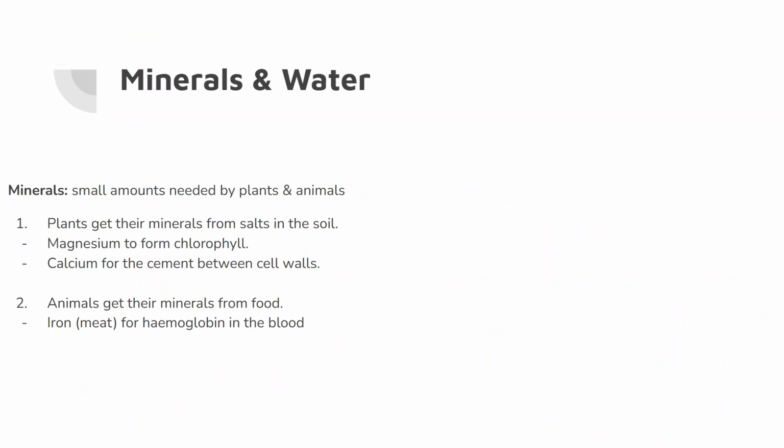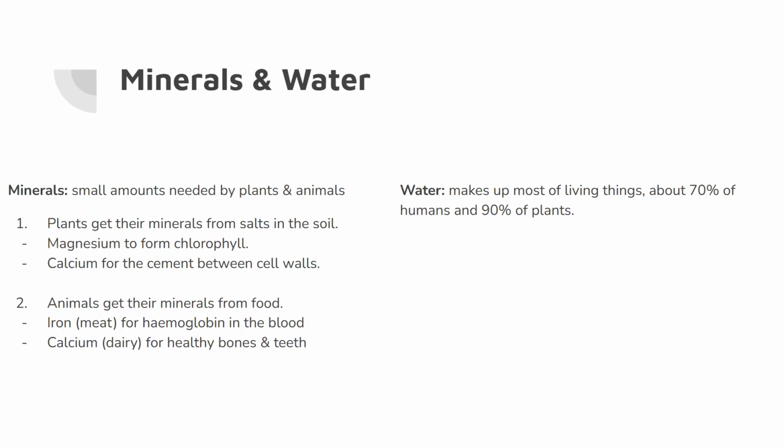We need iron in our meat for hemoglobin in the blood, which we're going to have a look at in the circulatory system. And we need calcium from dairy for healthy bones and teeth. If you see the milk ads, they say a good source of calcium for healthy bones and teeth. That's why.